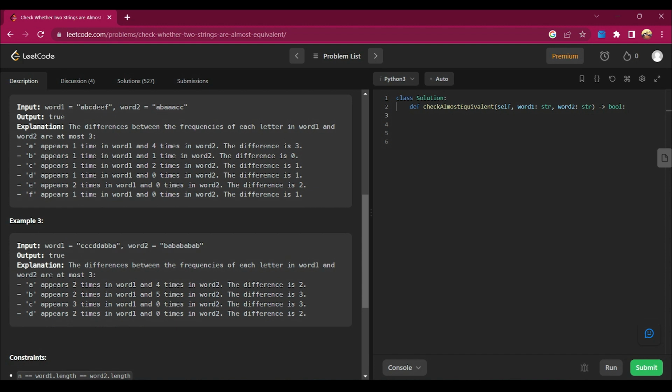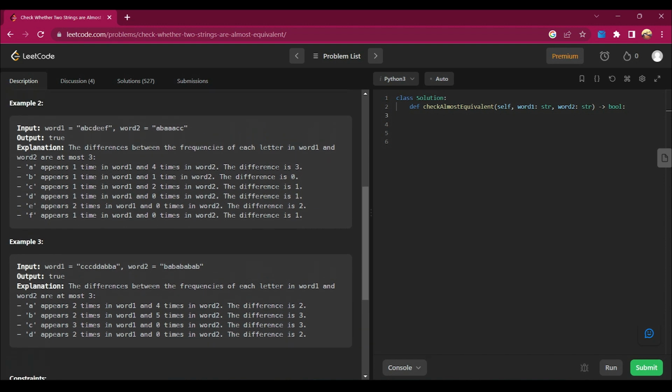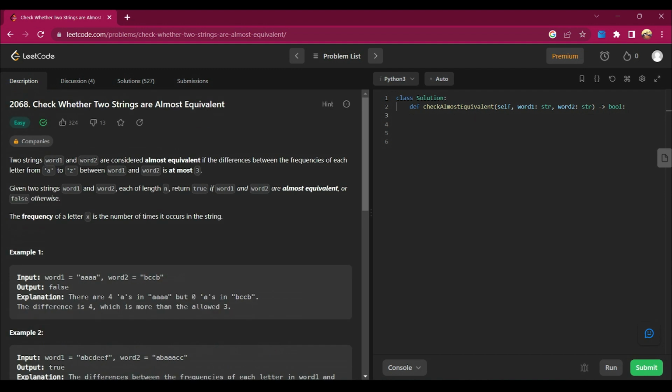We have to check each and every individual letter in word1 and word2, mark their frequencies, and check their absolute differences. If the difference is at most 3, then we can say that they are almost equivalent. As per the question, we have to make sure that they are almost equivalent, and if they are not almost equivalent, then we have to return a false value.